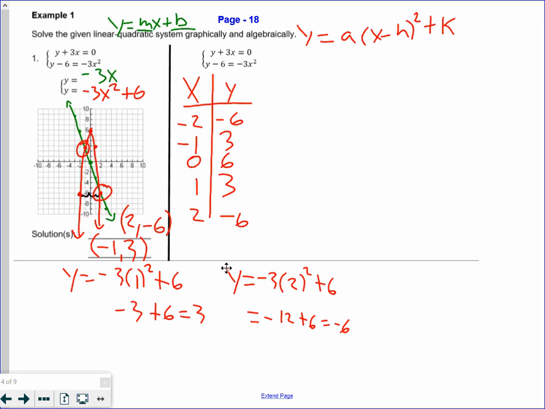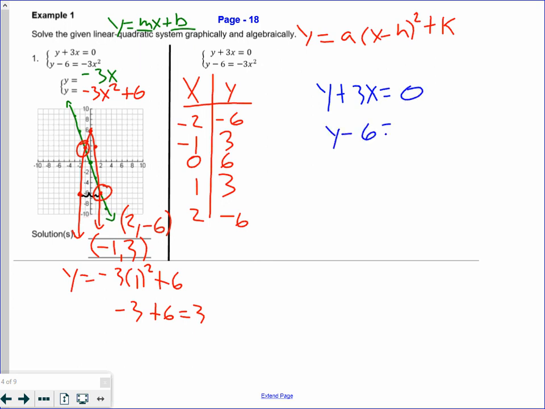And now if we're going to do the same exact problem, same exact equations, we want to do it algebraically. I'm going to erase this and make a little more room. What we're going to do is we can do this by elimination or substitution. I'm going to show elimination for this problem, and for the next example we're going to do together, I'll show that with substitution. So for this one right here, we have y plus 3x equals 0, and y minus 6 equals -3x squared.